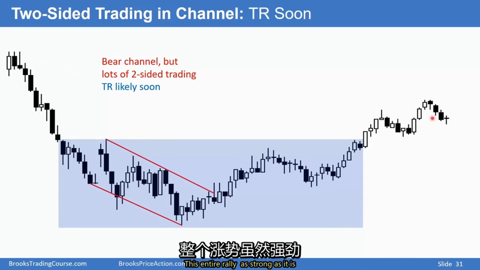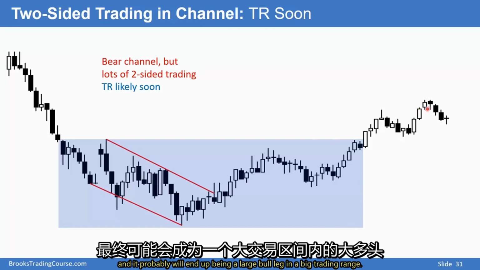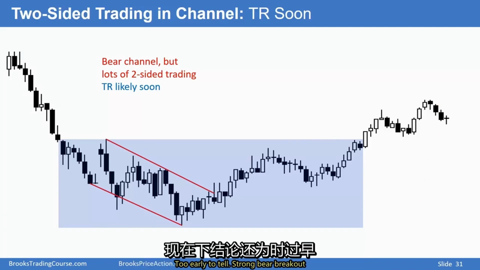This entire rally, as strong as it is, is still below that high, and it probably will end up being a large bull leg in a big trading range. Too early to tell.